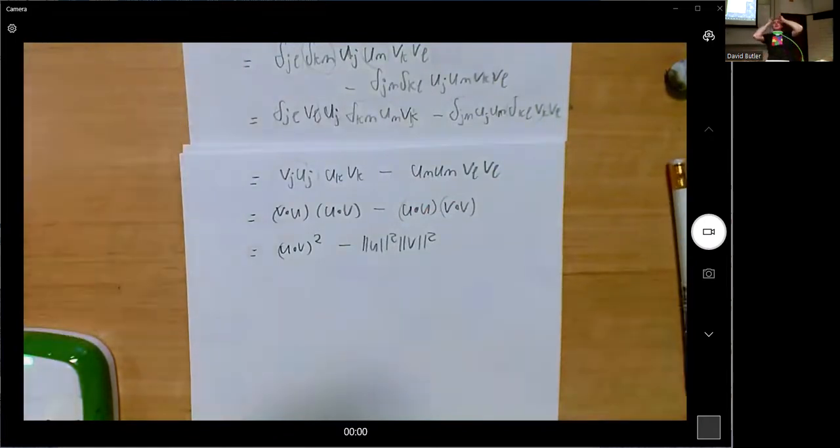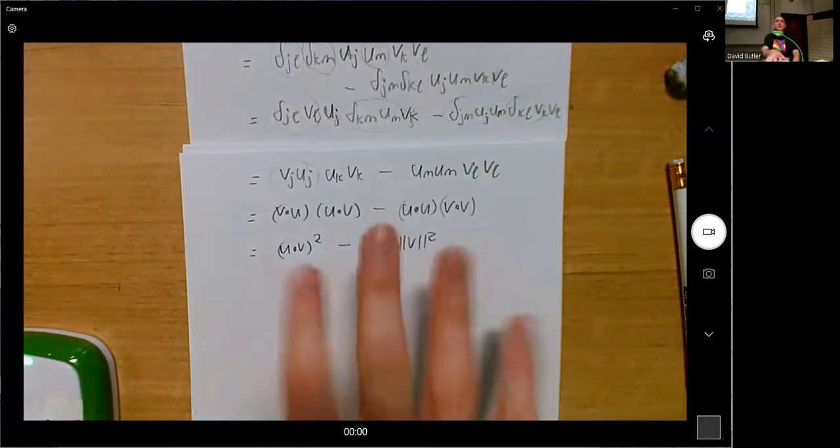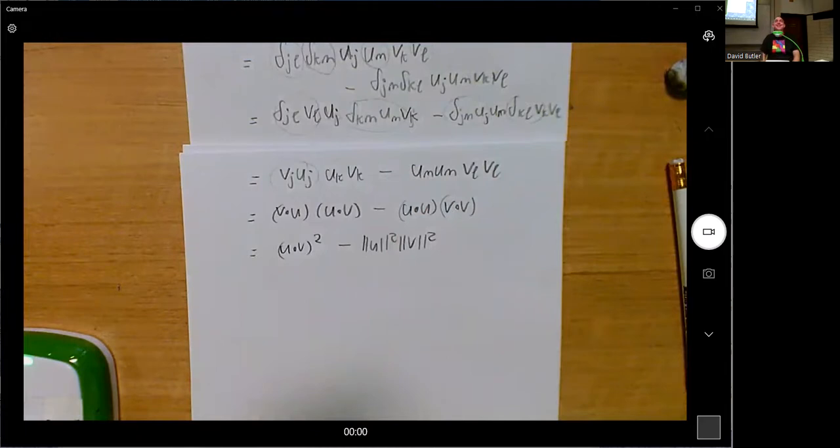Oh, that's just so cool. I did not expect that to turn into anything good. That's like the Cauchy-Schwarz thing, right? Cool. All right. Yes, you can. All right, I'm going to stop for a moment. Thoughts, questions?